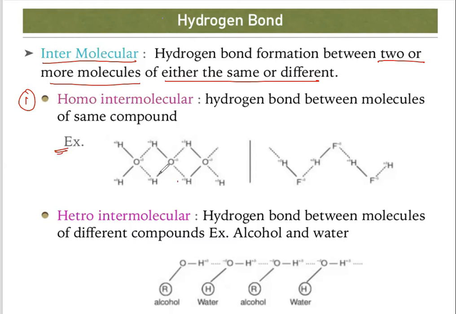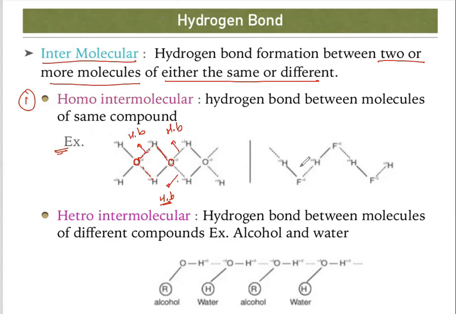You can take the example, say water. Water is a cluster of molecules. So one oxygen atom is going to attract the hydrogen from other molecules. So this is the attraction, or this is the hydrogen bond. This is also a hydrogen bond. This is also a hydrogen bond. So homo intermolecular means one atom to other; there is a force of attraction between molecule and molecule. Okay. And it should be the same molecule.